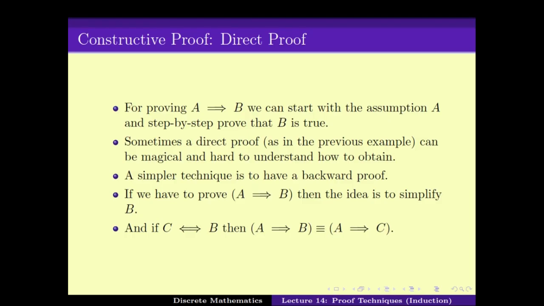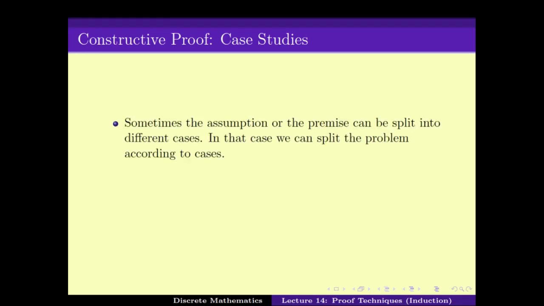There is one more technique which is also a part of the constructive proof, which we call case studies. The idea is that if you can split up the assumptions into a finite number of cases, then you can solve them on a case by case basis. So thus, if you can write A as C or D, then proving A implies B is the same as proving C implies B and D implies B. So that gets split into two smaller problems depending on the cases. Again, how to break up the assumptions into cases, of course, depends upon the problem itself. We have seen quite a number of examples in this regard.